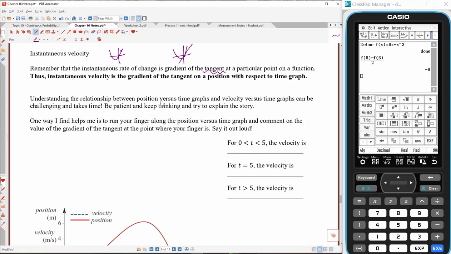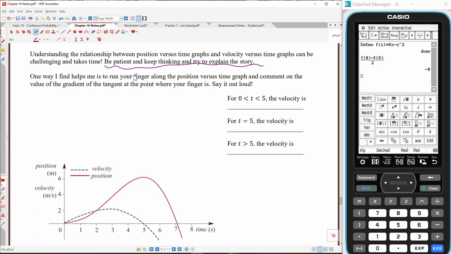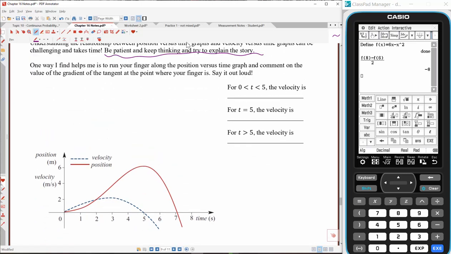So understanding the relationship between position versus time and velocity versus time graphs can be challenging and takes time. Be patient, keep thinking, and explain the story. And this is literally how I do it. So one way I find that helps me is to run your finger along the position versus time graph and comment on the value of the gradient of the tangent at the point where your finger is, and say it loud.